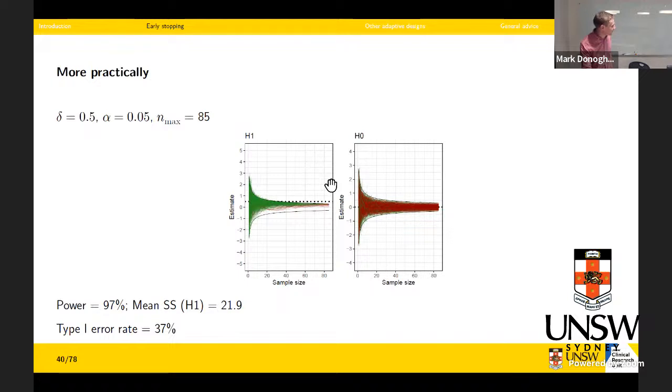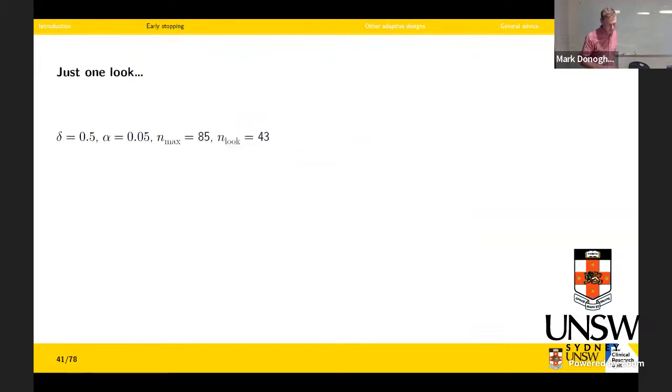If we look on the right-hand side, actually 37% of these hypothetical studies have found a significant difference. So that's making a type 1 error. So that's way higher than the alpha level that we set. And that's probably way higher than people would find acceptable as a type 1 error rate. So it kind of seems like you shouldn't look after every observation. That's probably what's contributing to that type 1 error.